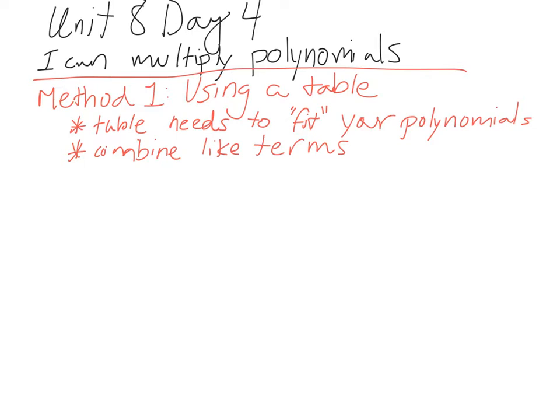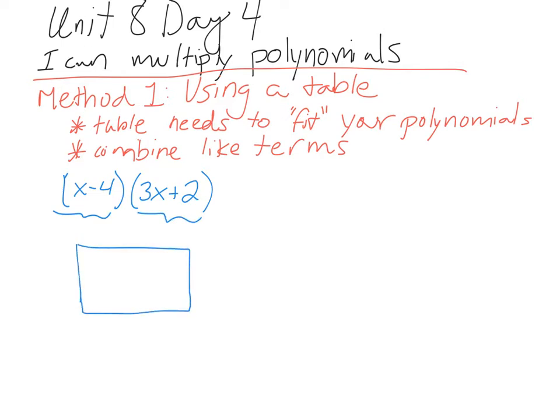We're just going to take a look at this in class, and I know some of you have told me that you've done this before, but let's look at a couple examples. So, x minus 4 times 3x plus 2. I'm going to make my box. My box is going to be 2 by 2 because there's 2 terms by 2 terms here. On this side, I'm going to have x and minus 4. And on this side, I'm going to have 3x and 2.